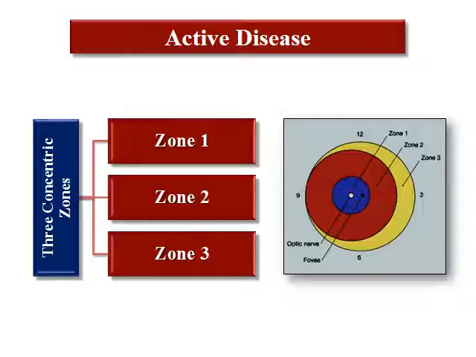To know active disease, we need to know many terms, which are the zones of disease, extent of the disease, and stages of the disease. We have 3 concentric zones in retinopathy of prematurity. The first and most important one is the central one. It is a circle concentric with the disc, which means that its center is the optic disc and its diameter is twice the distance between the optic disc and fovea. This is the circle, zone 1.